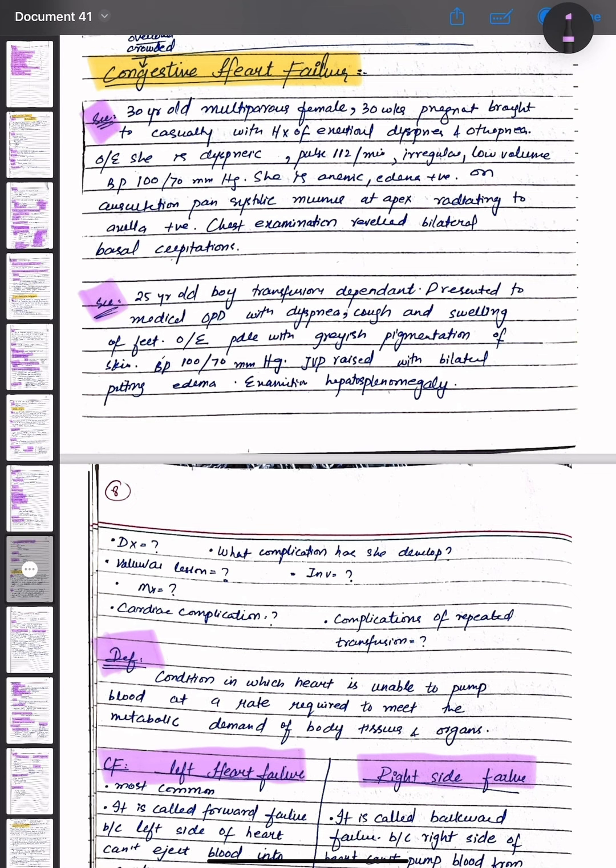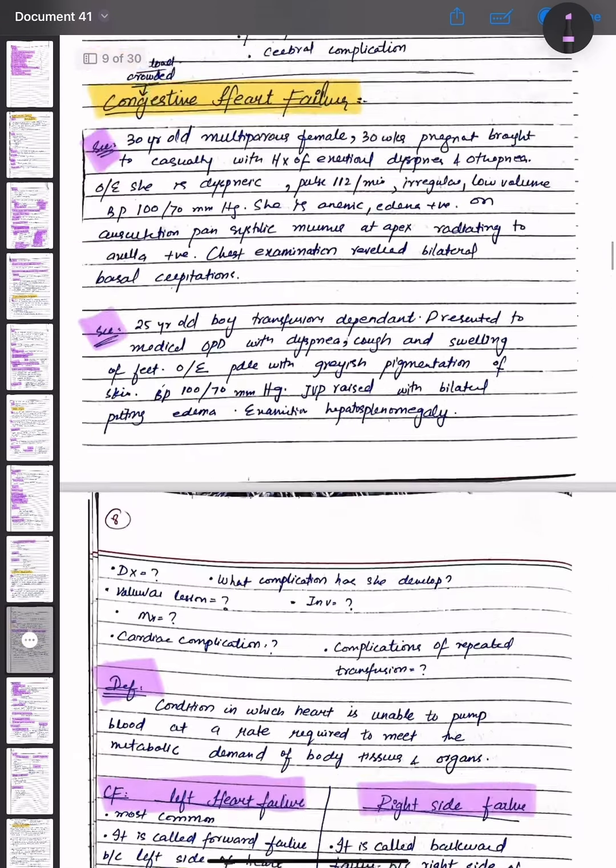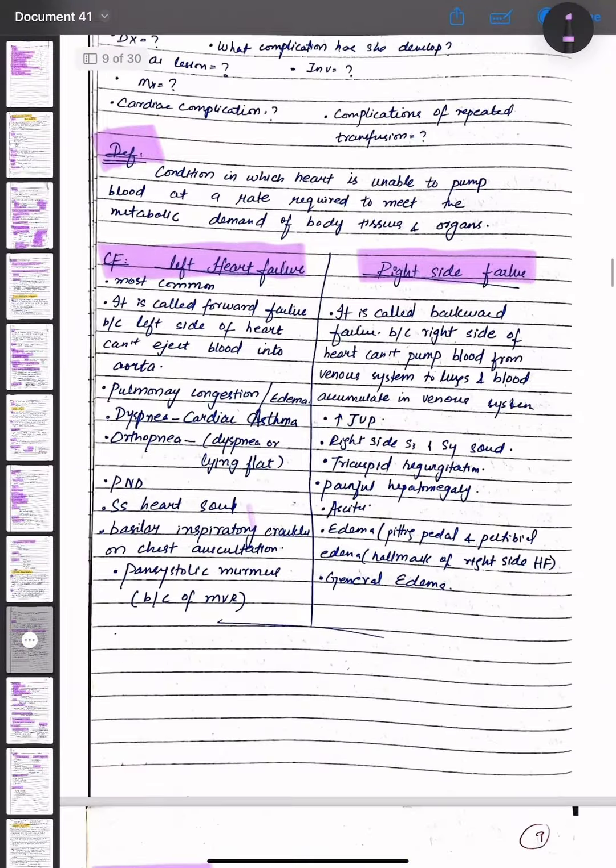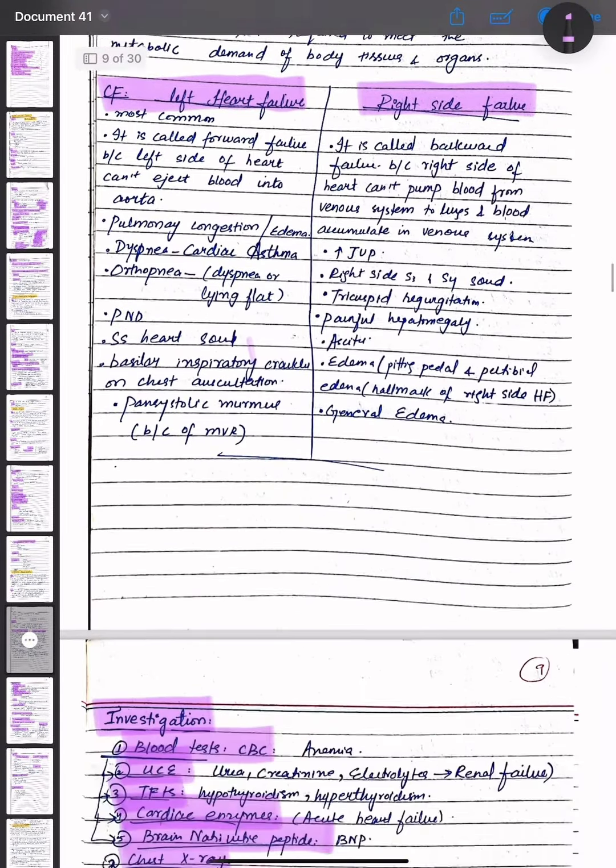On examination, she is dyspneic, pulse is 112 per minute, irregular, low volume, BP 100/70. She is anemic, edema positive, and on auscultation, a pansystolic murmur at the apex radiating to the axilla is positive, and chest examination revealed bilateral basal crepitations. So, what is the definition of congestive heart failure? Then, what are left heart failure and right-sided heart failure? Then, what are the investigation options?